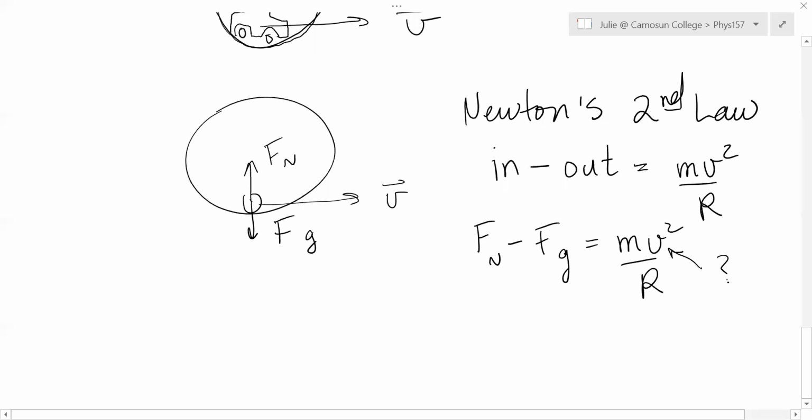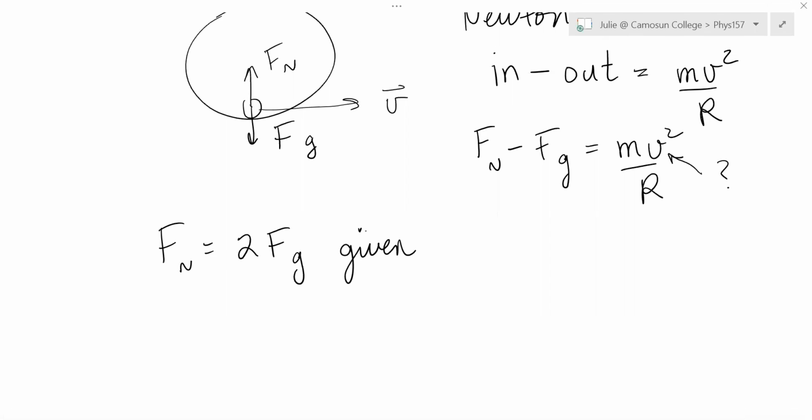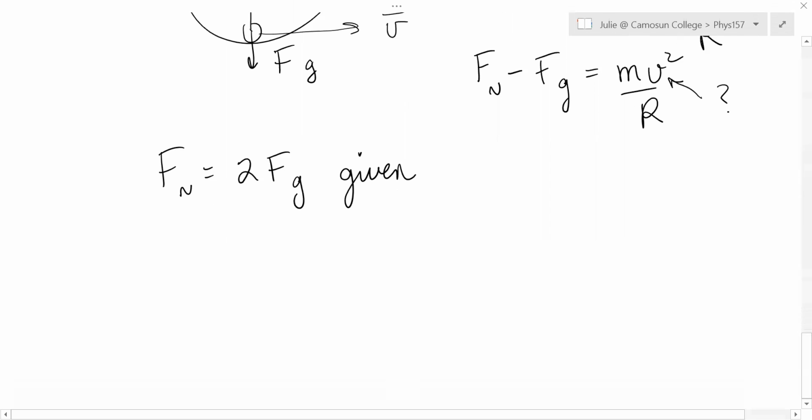Okay, but it says the normal force is twice the weight. Now whether this is the car, a person, any part of the car, doesn't matter. Everything's doing the same thing. So it says that the normal force is 2 times the force of gravity. This is given. So if you were sitting on a bathroom scale, that scale would read twice your mass. So you would feel really heavy as you round that curve. That's quite big. Okay, so let's sub that into the equation here. So we have twice the force of gravity, that's the normal, minus the force of gravity, is mv squared over r.